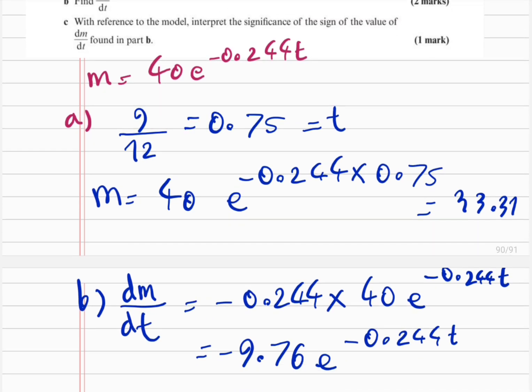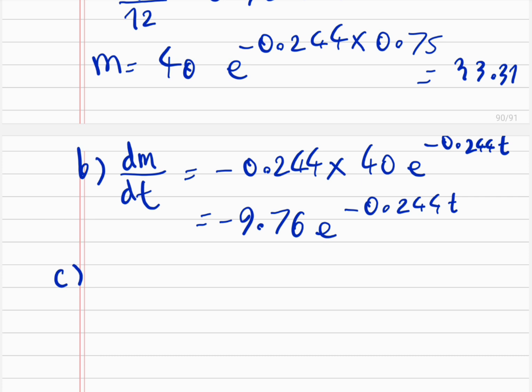Okay, part C. In part C, we need to interpret the significance of the sign of the value of dm by dt. The sign of dm by dt is obviously negative, right? Remember dm by dt is the rate of change of the mass. When it's negative, that just means that the mass is decreasing over time. When the rate of change of anything is negative, that means that a specific quantity is decreasing over time, and when it's positive, it means it's increasing. So we can simply say that the mass is decreasing.